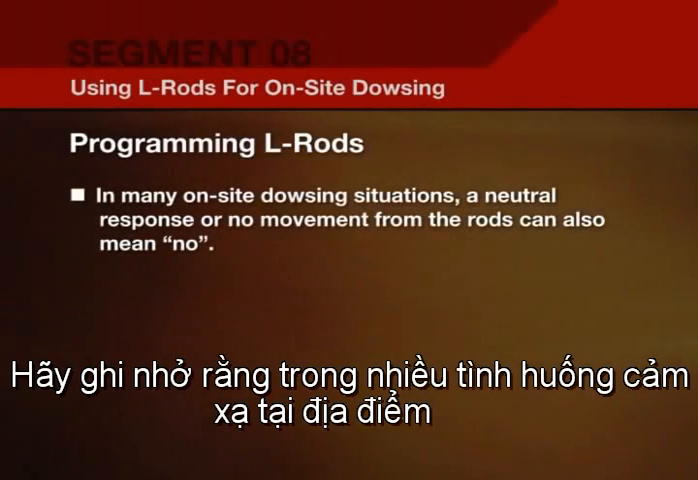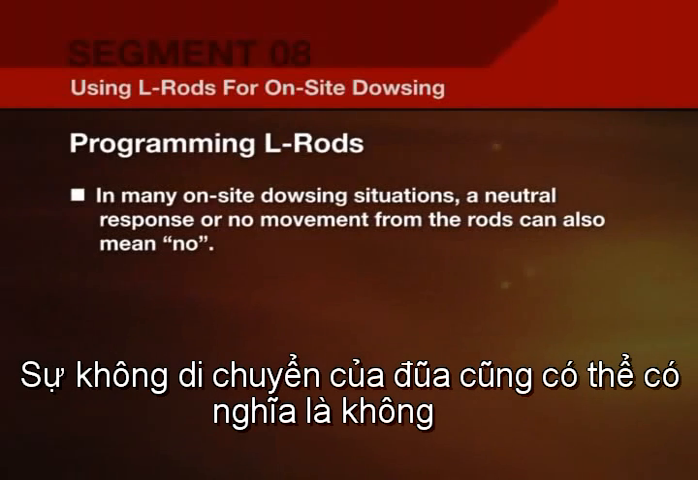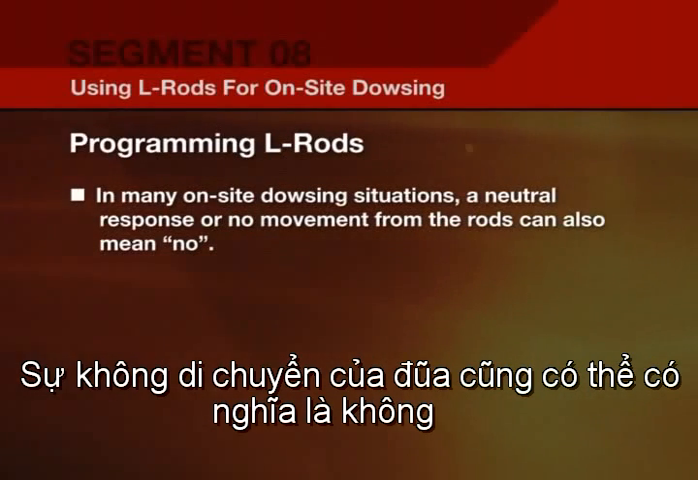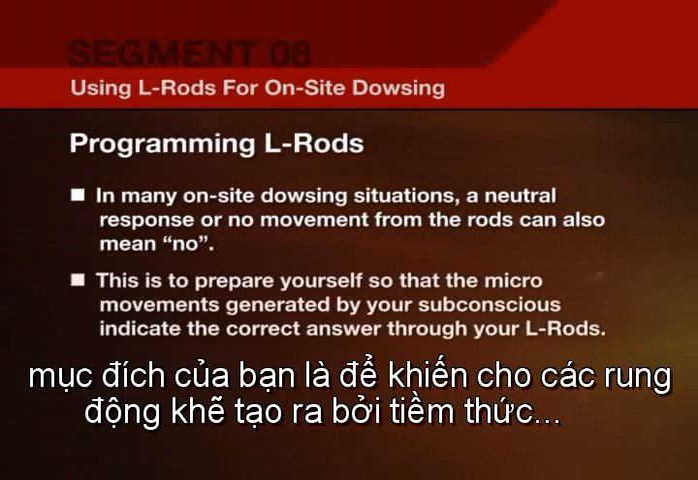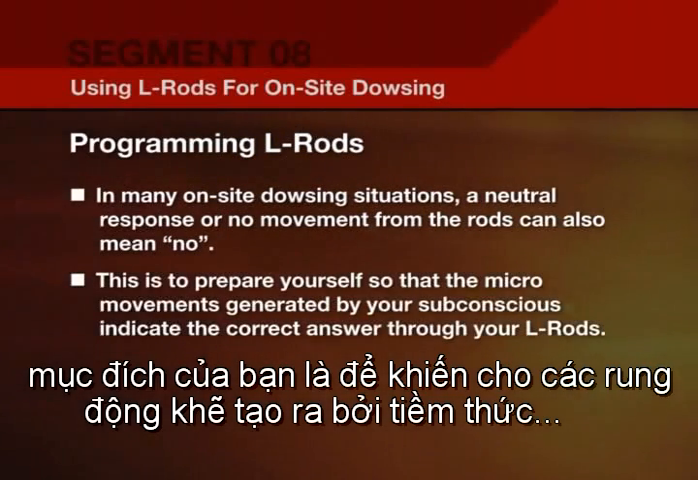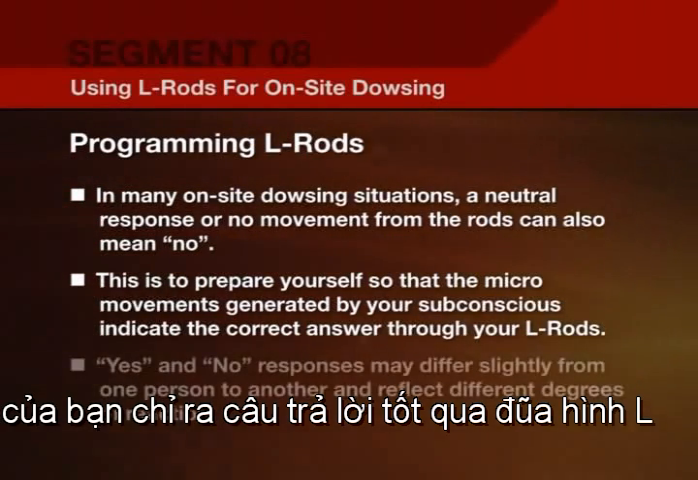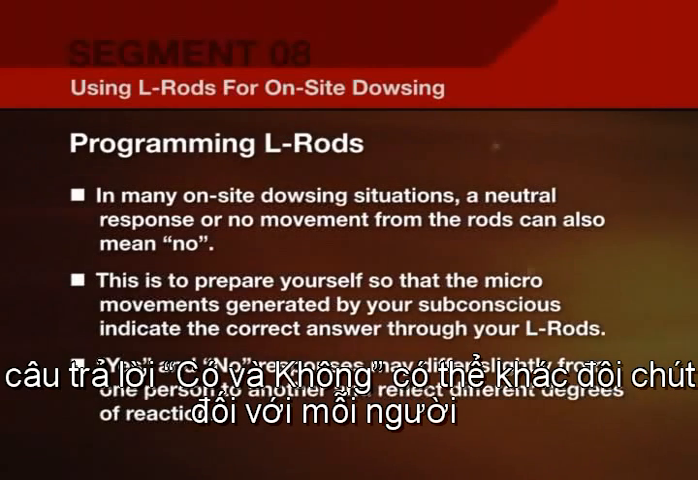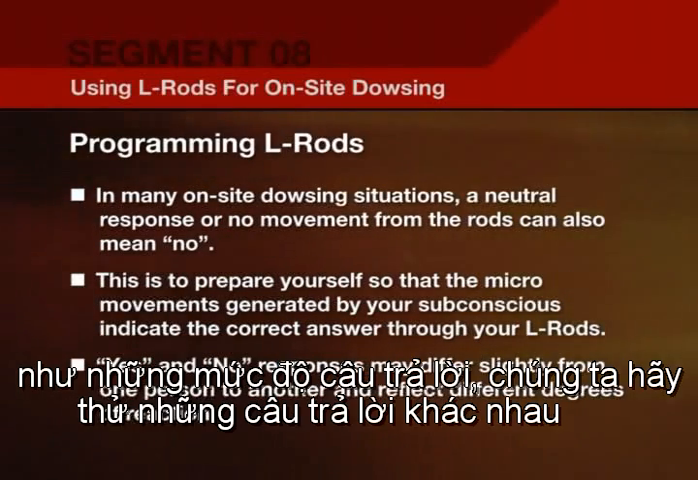Also note that in many on-site dowsing situations, a neutral response or no movement from the rods can also mean no. Remember, at this point, you are not actually dowsing. Once again, the purpose of doing this is to prepare yourself so that the micro movements generated by your subconscious indicate the correct answer through your L-rods. Yes and no responses may differ slightly from one person to another and reflect different degrees of reaction.